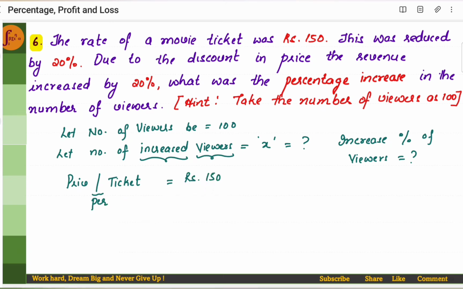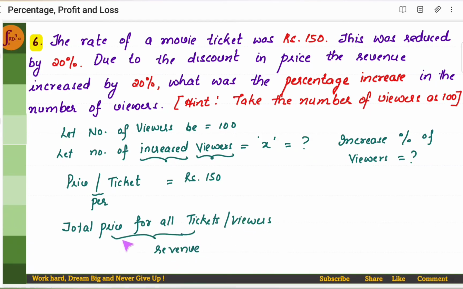If the price per ticket is 150 and the number of viewers is 100, number of viewers means number of tickets basically. Then what is the total price? Total price for all viewers, for all tickets, I can also call it revenue. Total revenue earned by selling the tickets to all the viewers, which is 100 here, is 150 rupees per ticket into number of viewers. Number of viewers is 100. This will be 15,000 rupees.